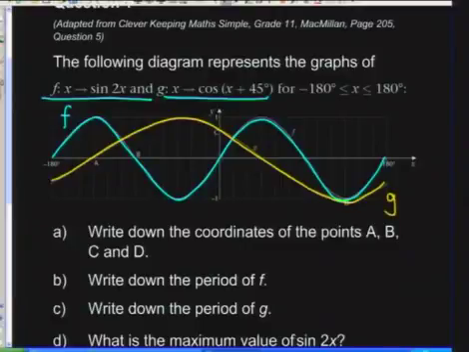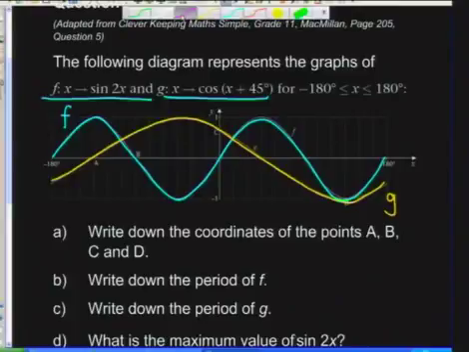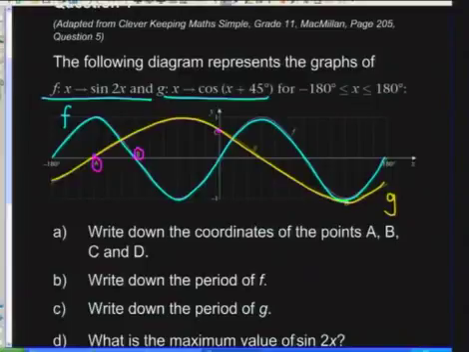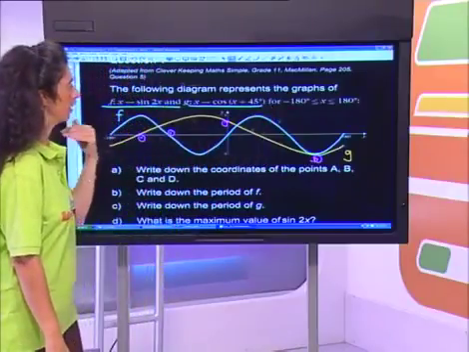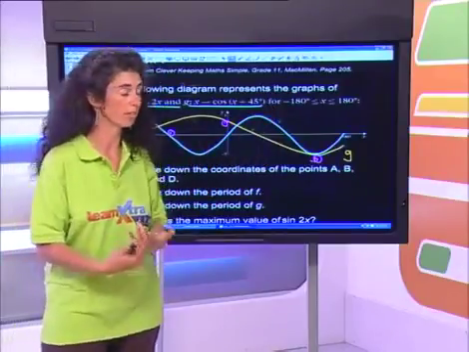The question is, write down the coordinates of the points A, B, C, and D. So A is this point over here, that's A. B is this point over here, C is that point there, and D is over here. Okay, now I'm not even going to look at the question. We've labeled it, we know we're looking at that. Let's engage with what has been given.